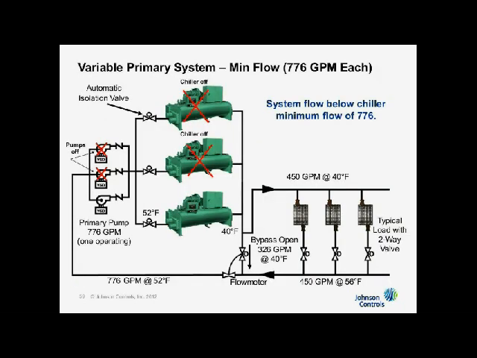Here's a typical situation with the 776 I mentioned. In this case, I'm down at minimum flow. I've got just this one chiller running, and I happen to be running one pump. It's delivering 776 GPM because this flow meter down here is controlling this valve to maintain 776, because my system wants 450. I can't go to 450, so I've got to open this valve so that I maintain 776 here when I've got 450 over here. This protects the chiller so it doesn't freeze. Okay? That's how minimum flow works.